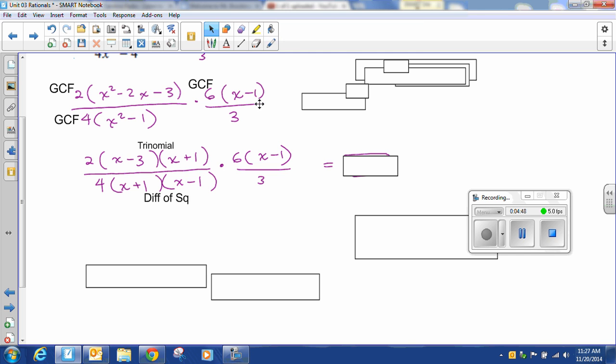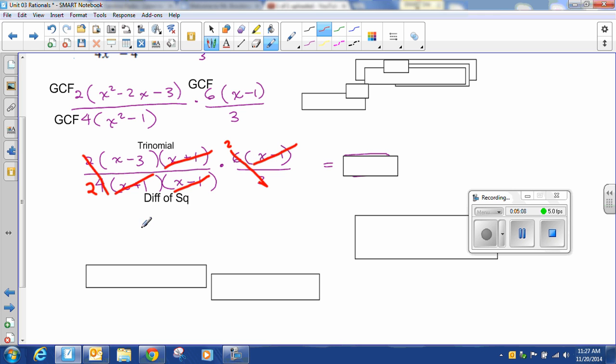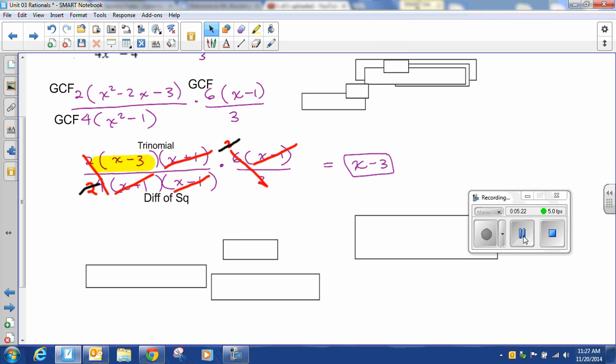So now that everything is factored out, we can go through and we can cancel. Let's cancel the x plus 1s, cancel the x minus 1s, 6 over 3 can be reduced down to a 2, and 2 over 4 can be canceled down to 1/2, so we'll put the 2 in the denominator. And finally, we can recognize that the 2's can cancel because one's in the numerator and one's in the denominator. So, all of this work results in the final answer of x minus 3.